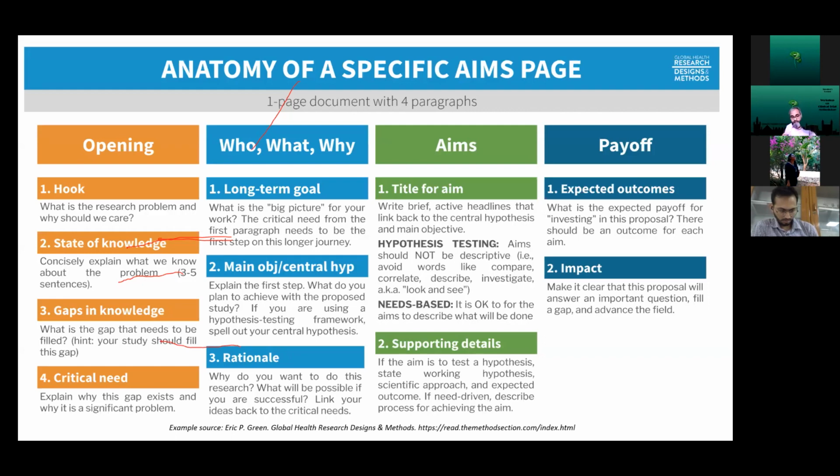What is the gap in knowledge? We do not know which age, whether there is a glycemic control difference. What is the critical need? Glycemic control is something that is related to mortality and morbidity, and therefore it's a given that it's a very important question. You write the long-term goal, the big picture, what, why questions, the rationale, all those things. Just 2-3 lines, title for aim, whether there is a hypothesis involved, supporting details, what kind of patient you need? You need endocrinology patients, diabetes patients, so many of them, and what are the expected outcomes and impact.